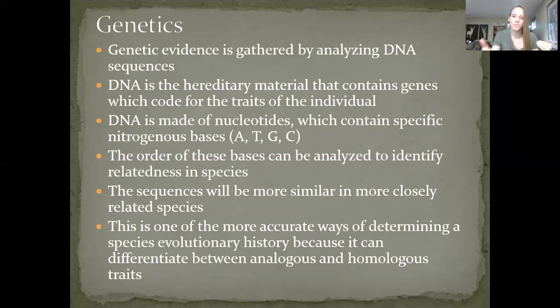And the order of these bases can be analyzed to identify the relatedness of species. The more similar the order of those nucleotides is, the more closely related the species are. This is pretty much the most accurate way of determining species evolutionary history, because we can differentiate between analogous and homologous traits. Essentially, it means that we're not going to be tricked by organisms that look alike but aren't related.